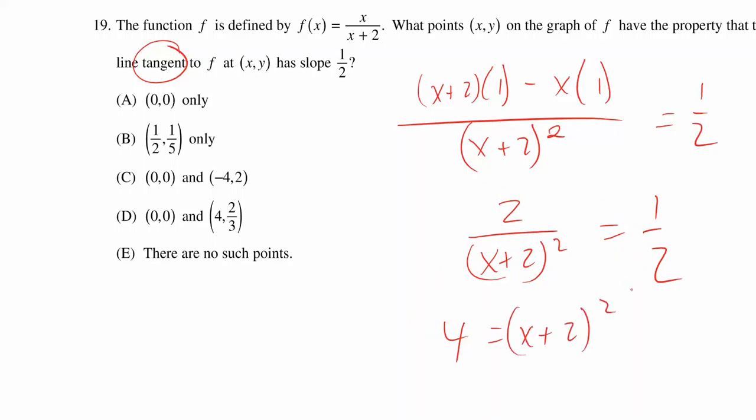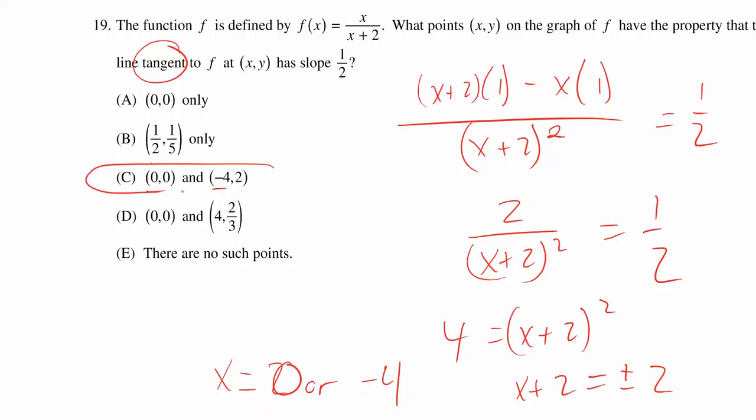Now if we take the square root of both sides, we get x plus 2 equals plus or minus 2. So either x equals 2, x equals 0 or negative 4. Which the only one there has got to be C, x equals 0 and negative 4.